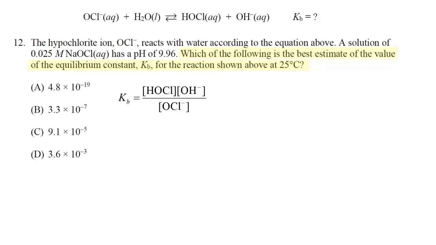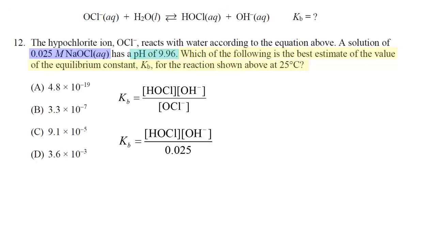Now we are told that we have a solution of 0.025 molar sodium hypochlorite. So that means that there is a concentration of the hypochlorite ion that is equal to 0.025 molar. So that number goes in the denominator of the Kb expression. Now, let's see if we can fill in numbers in the numerator of this Kb expression. We are given that this solution has a pH of 9.96. So how can we turn a pH of 9.96 into the concentration of the hydroxide ion?